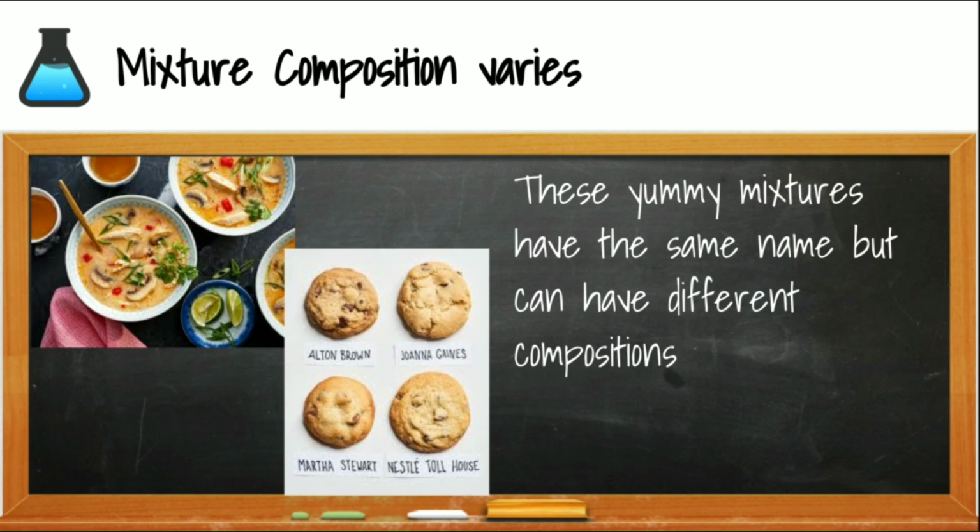Also, you can see here we have a bunch of chocolate chip cookies. Now, these are all called chocolate chip cookies because they are mixtures of the same things, butter and sugar and chocolate chips, but the amount of chocolate chips and the butter and the sugar can vary from recipe to recipe, thus making each cookie have slightly different attributes.